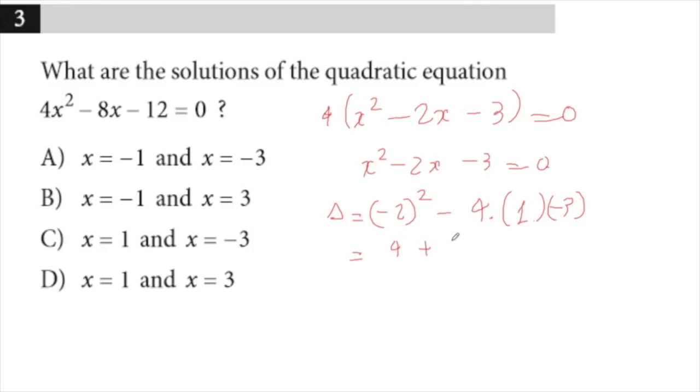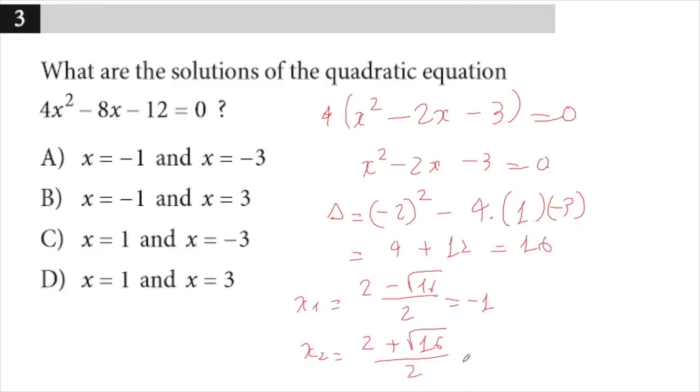So 4 plus 12 equals 16, and x1 will be equal to minus b, which is 2, minus the square root of 16, divided by 2. The square root of 16 is 4, 2 minus 4 is minus 2, minus 2 divided by 2 equals minus 1. And x2 will be 2 plus the square root of 16 divided by 2. So here is 4, 4 plus 2 is 6, 6 divided by 2 equals 3. So the two solutions for this equation are minus 1 and 3, and the final answer is B.